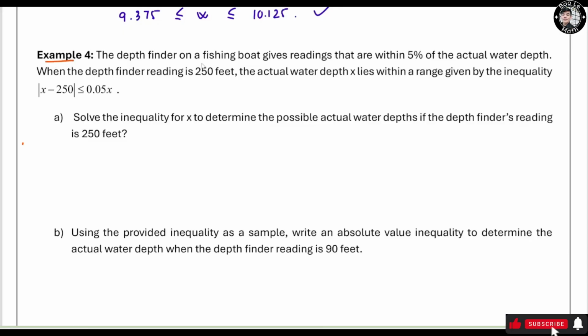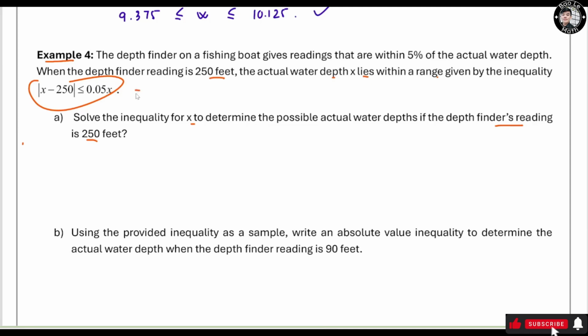Now let's move on to example number 4. The depth finder on a fishing boat gives readings that are within 5% of the actual water depth. When the depth finder reading is 250 feet, the actual water depth S lies within a range given by the inequality right here. Question A. Solve the inequality for S to determine the possible actual water depths if the depth finder's reading is 250 feet.